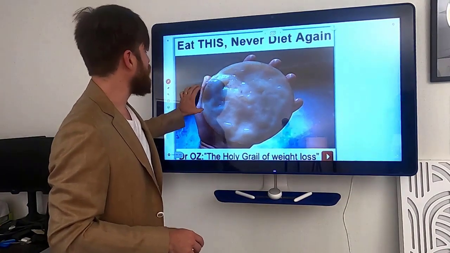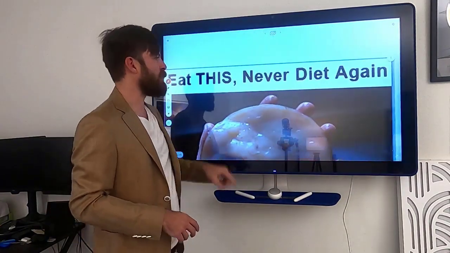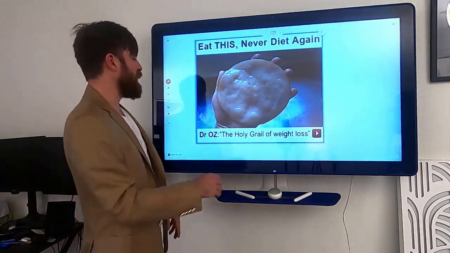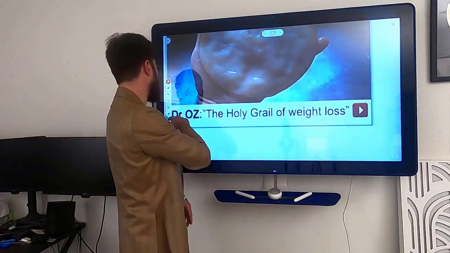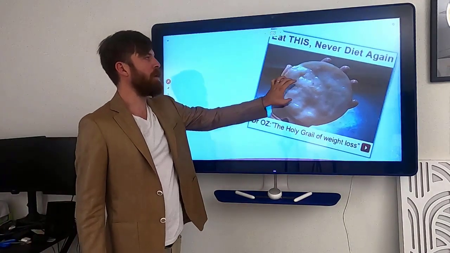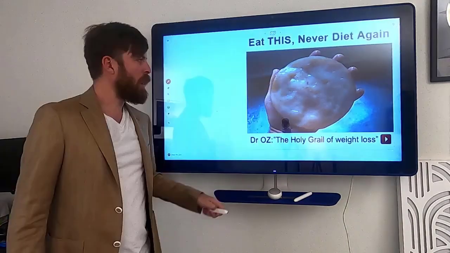Okay, and as you'll see, it says, "Eat this, never diet again." It's a pretty simple ad. It's got this weird thing on it, and then it's got a line below, which is the Dr. Oz, the holy grail of weight loss. Okay, so now this ad, here, let me bring it up here. I'll go over a few things.